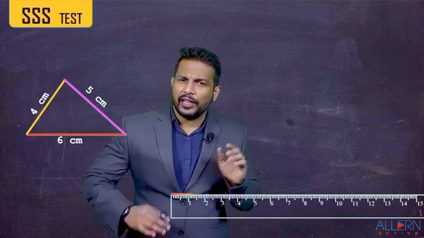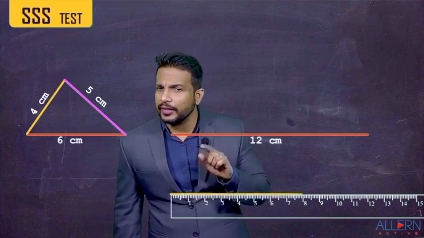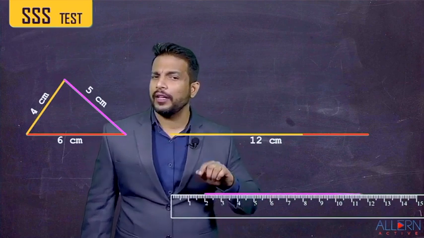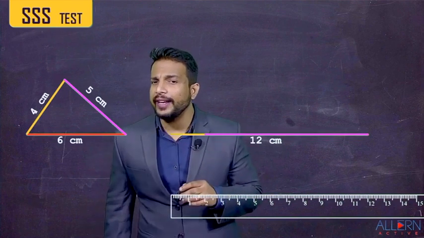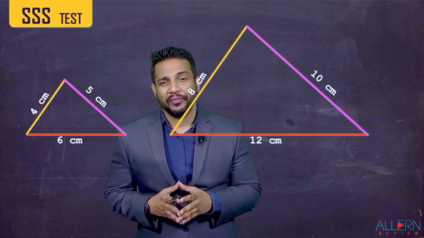In the same way, now we consider another triangle, right? We take the base as 12 centimeter. We take another side to be 8 centimeter. We take the third side to be 10 centimeter and we form the triangle now, right? So that's the triangle which we have.